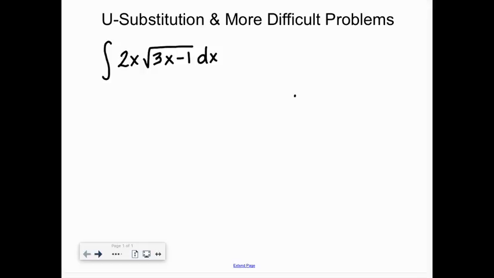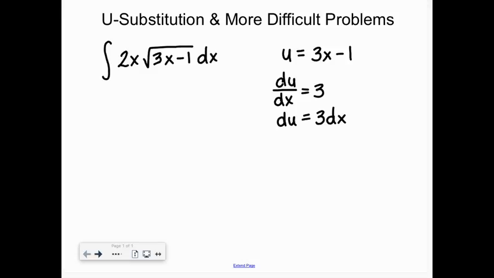Okay, so I'm going to start with u, and again, the u is typically the inside of the function, so I'm going to choose that 3x minus 1. I'm going to take the derivative, and I'm going to get 3. So I multiply both sides by dx, so this should all seem familiar.